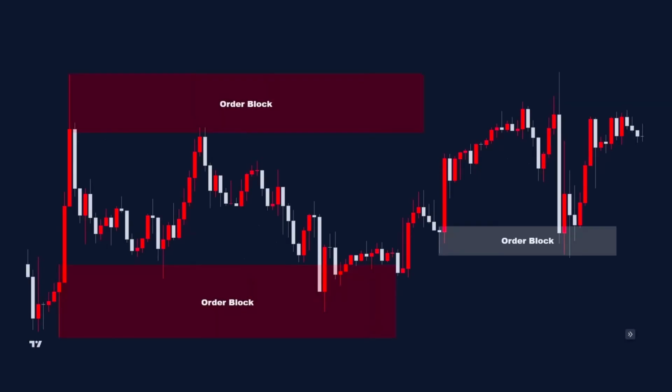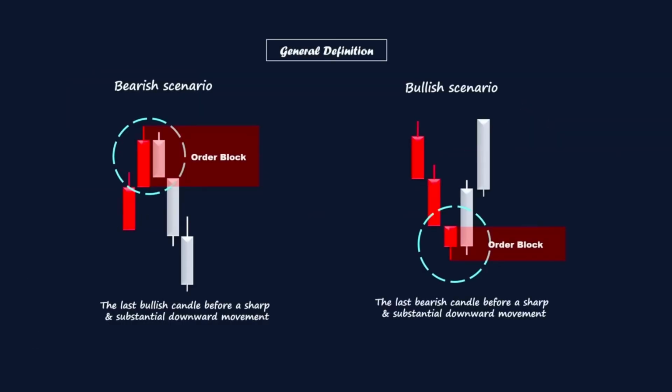If you've ever entered a trade based on what looked like the perfect order block, only to watch price slice straight through it, you're not alone. The truth is, most traders don't lose because they can't find order blocks. They lose because they're trading the wrong ones.